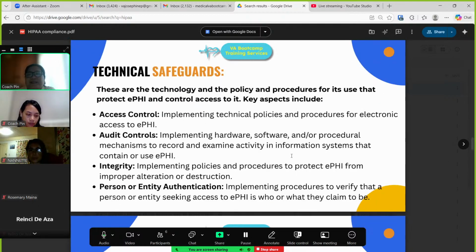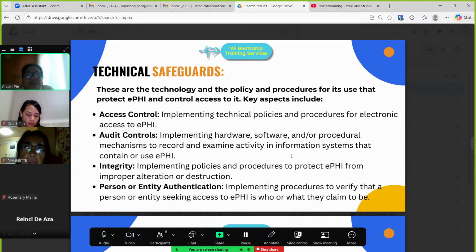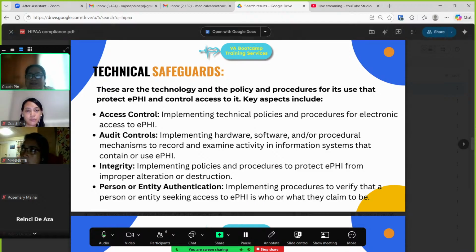Okay, next is technical safeguards. So these are the technology and the policy and procedures for its use that protect EPHI and control access to it. So what are the key aspects? So these are access control, audit control, integrity, and person or entity authentication. Okay. So it means that whenever we are using any hardware, software, or procedural mechanism to record and examine activity in information systems that contain EPHI, we always have technical safeguards or controls. Okay.